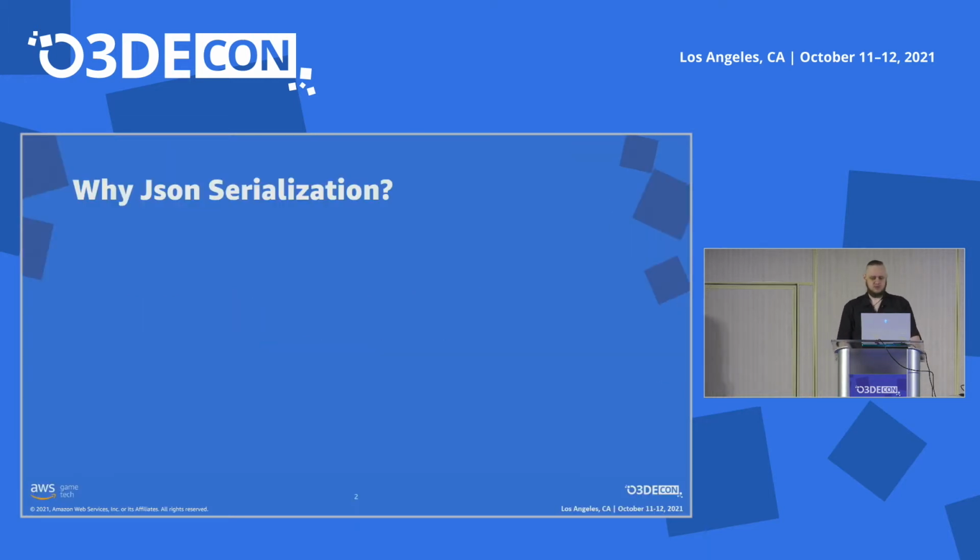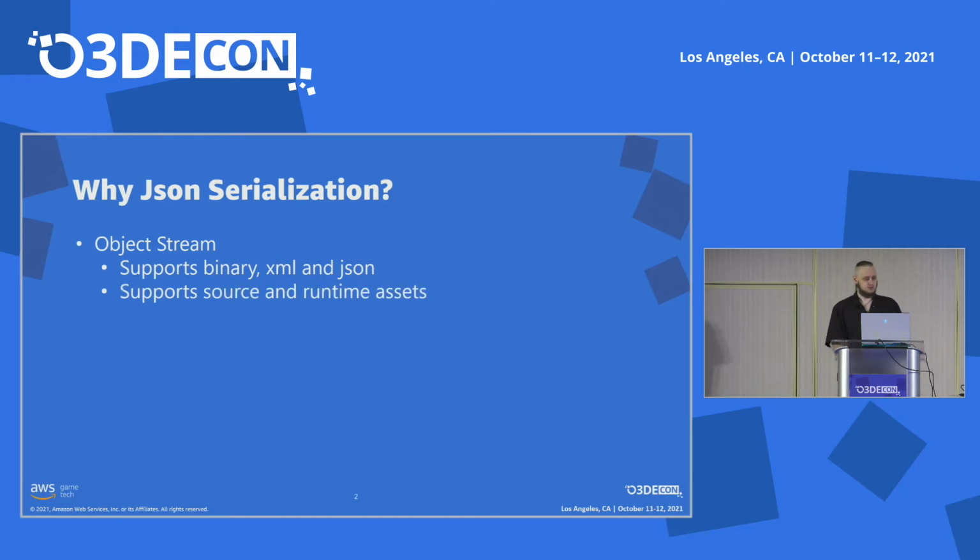If you dove through the O3D source code, you may have found another serialization mechanic called Object Stream. Object Stream has been the predominant streaming and serialization system for quite some time. It's quite powerful. It supports binary, XML, and JSON. And it can be used for both source assets, which are those assets that content creators typically work with, and runtime assets, which are cooked assets that the engine will consume. However, herein lies a problem.